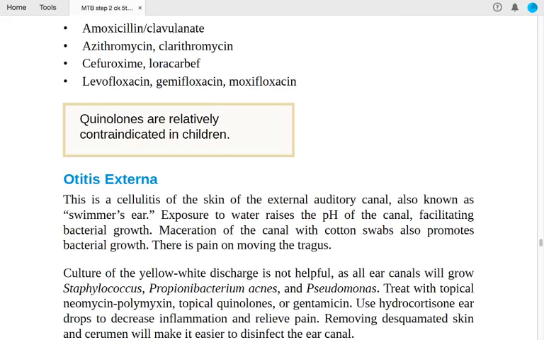But see, quinolones are relatively contraindicated in children. They are contraindicated in children. You must remember this point is very important as far as the adverse effects are concerned.